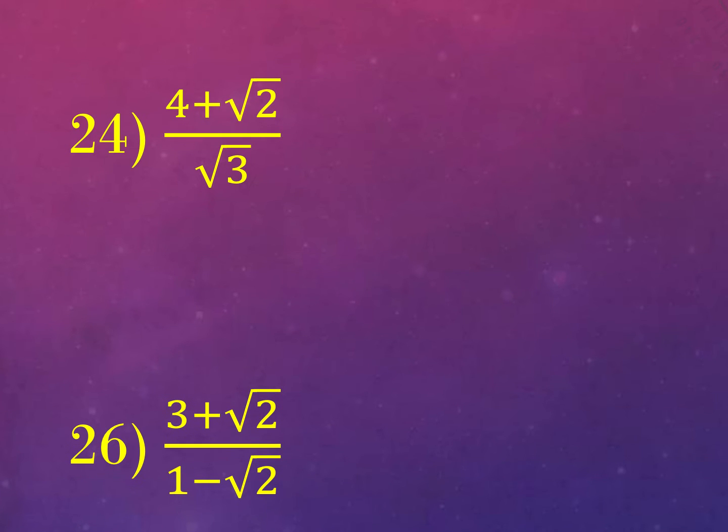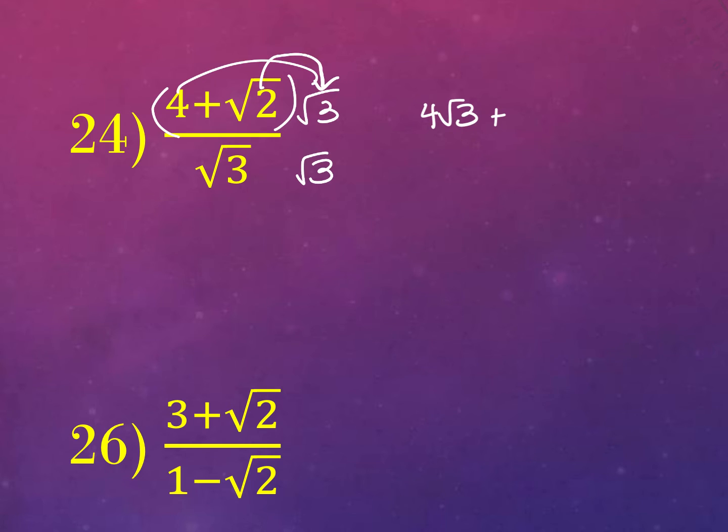24, the square root in the top is fine. It's the square root in the bottom that's the problem, so I'm going to multiply by the square root of 3 in both the top and the bottom. In the top, I'm going to distribute, so 4 gets the square root of 3 plus 2, or square root 2 and square root 3, which is square root 6. And then in the denominator again, square root 3, so it's just 3.